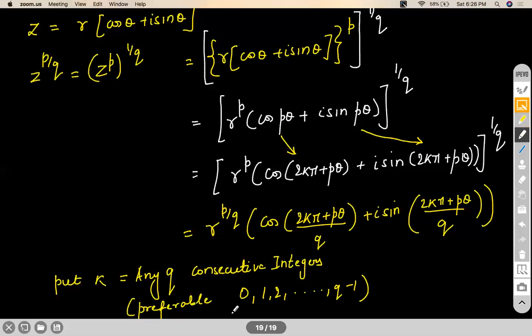Now, if your question comes, why not more than this? It is because he realized that if you put more than this, let's say if you put q, you will come back to the same root as what you obtained for 0. If you go to q plus 1, you will come to the same root as what you obtained for 1. So there will be repetitions of the same set of roots over and over again. So why any q consecutive integers? It is because if you choose any multiple of it, you will get back to the same root. We'll see. Let us take a simple example for it first.